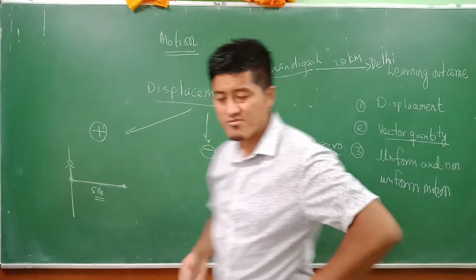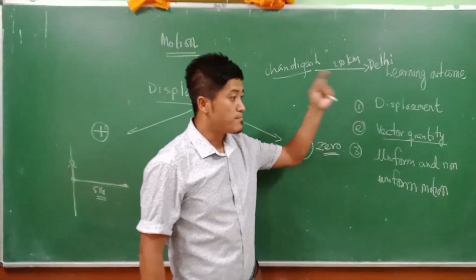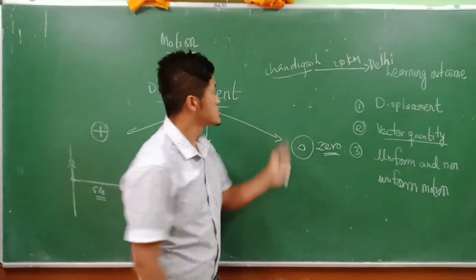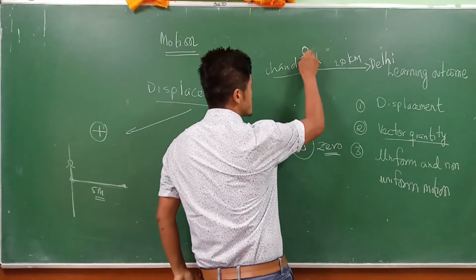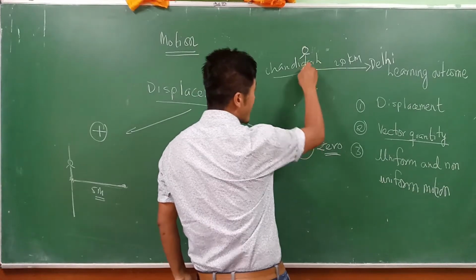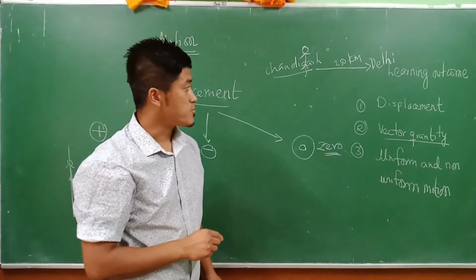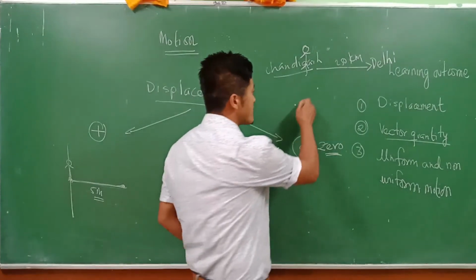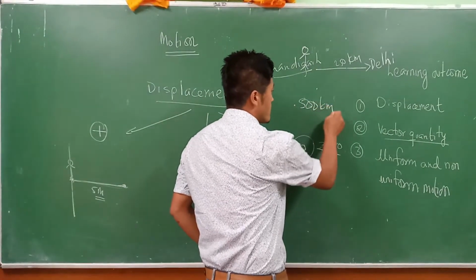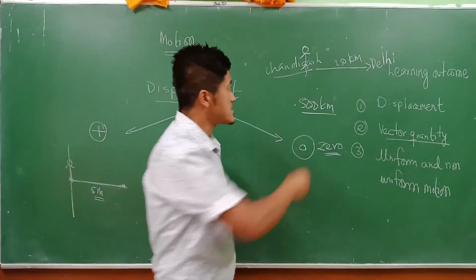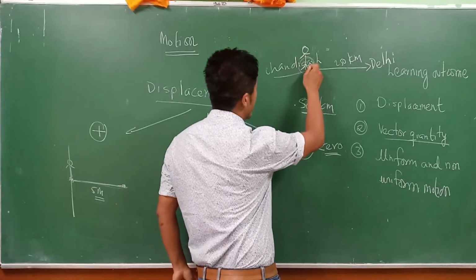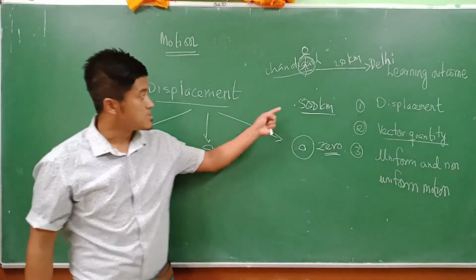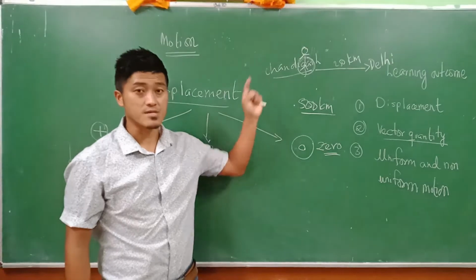So a person travels from Chandigarh to Delhi, but he came back from Delhi to Chandigarh the same day. So his initial position is over here and his final position is back over here at Chandigarh. So you can say the distance traveled by this person could be 500 kilometers. But what about the displacement? Since his initial position is over here and his final position is over here, we can conclude that the displacement of this person is zero.